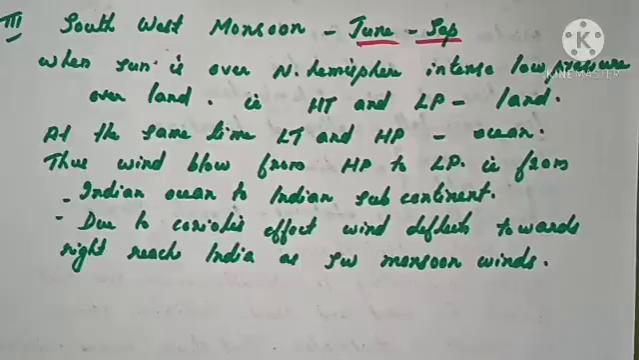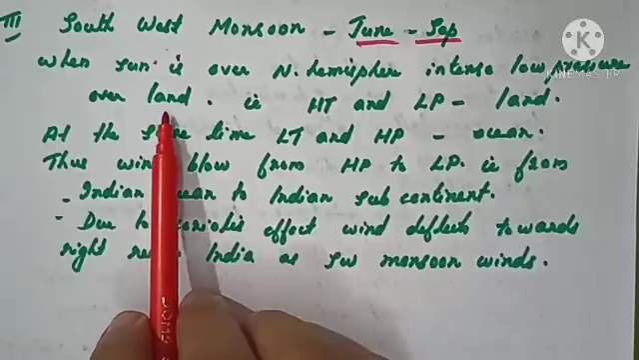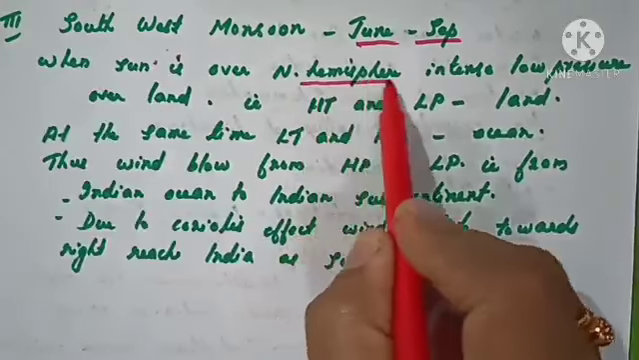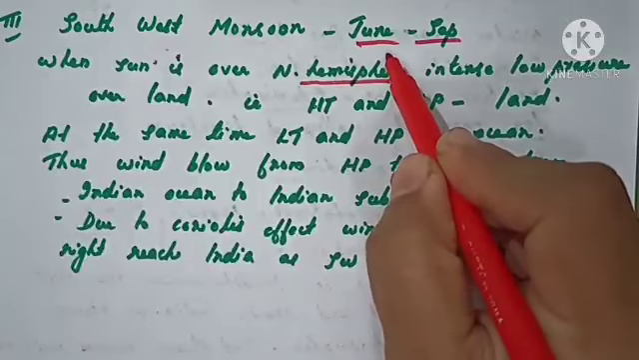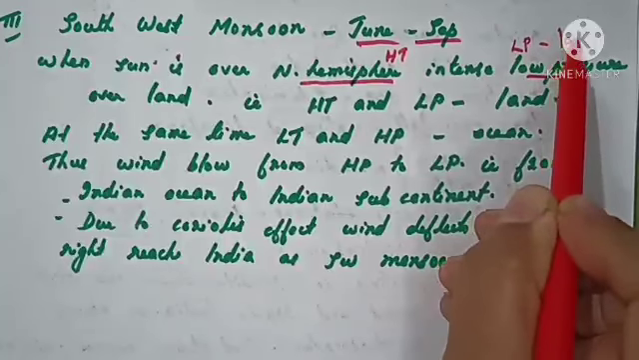Southwest monsoon. We have to observe the map given on page 132. You can see the direction of the flow of the southwest monsoon wind. The highest rainfall season of India is caused by this wind. When the sun is over the northern hemisphere, intense low pressure is experienced over land, because of the high temperature in May and June.